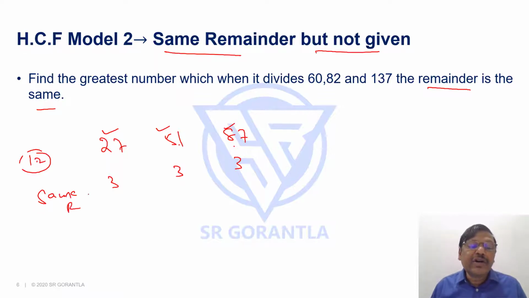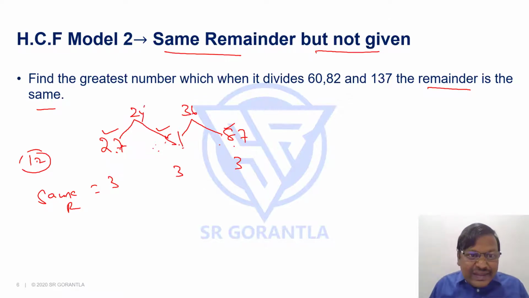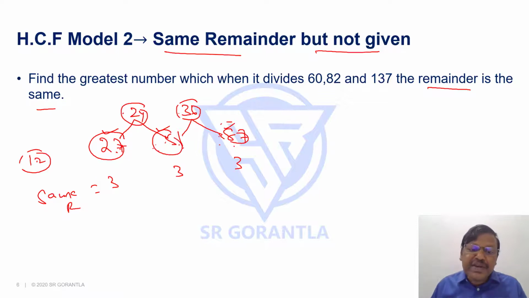Now, what is the difference between 27 and 51? I'm asking the difference between 27 and 51, 24. 51 and 87, 36. Now, 12 will divide these two, 24 and 36, exactly or not? 12 2s are 24, 12 3s are 36, yes, it goes. So, what is the conclusion we can make? If a number divides two or more numbers with the same remainder, the number will divide their differences exactly.